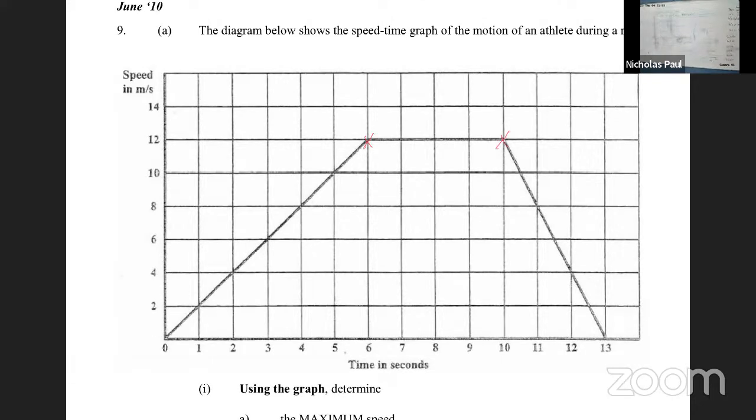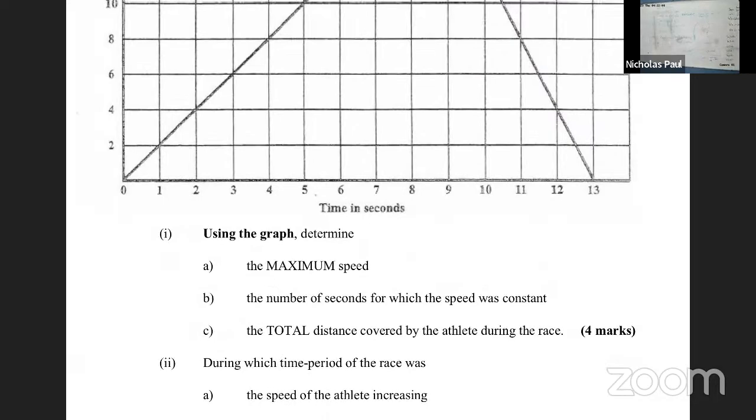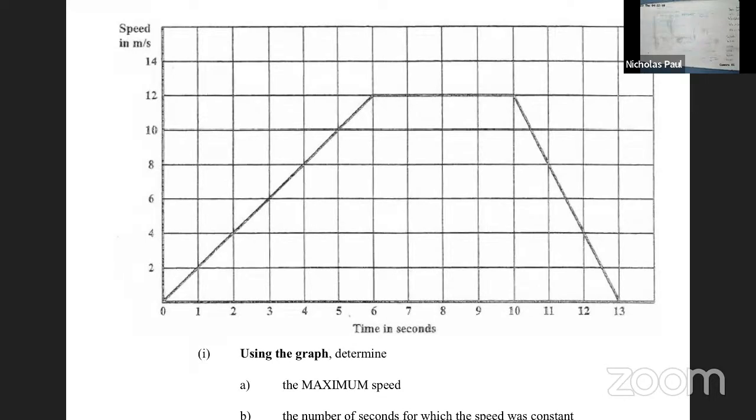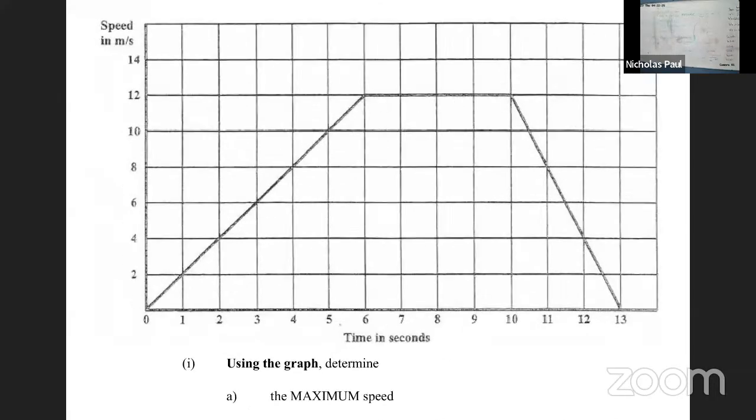What answer did you get there? Right, 1, 2, 3, 4, 4 seconds. The total distance covered by the athlete during the race. How are we getting the total distance traveled, Christopher? Just tell me how to get it. It's a velocity time graph. How are you doing that?